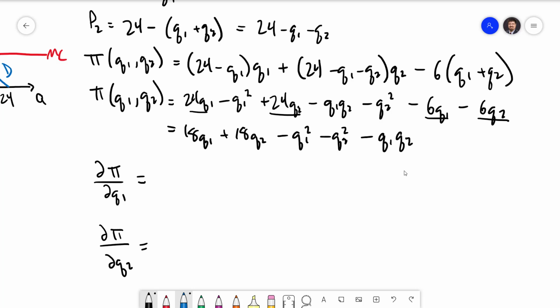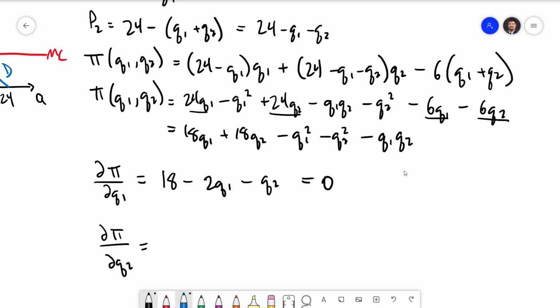For the partial with respect to Q1, we get 18 for the first term. For the second term, there's no Q1 in there, so that just drops out. Next, we take the derivative of negative q1 squared. That's going to be negative 2q1. Negative q2 squared has no q1 in it. That drops out. And then finally, we have negative q1, q2. The derivative of that with respect to q1 will just be negative q2. Set that equal to 0.